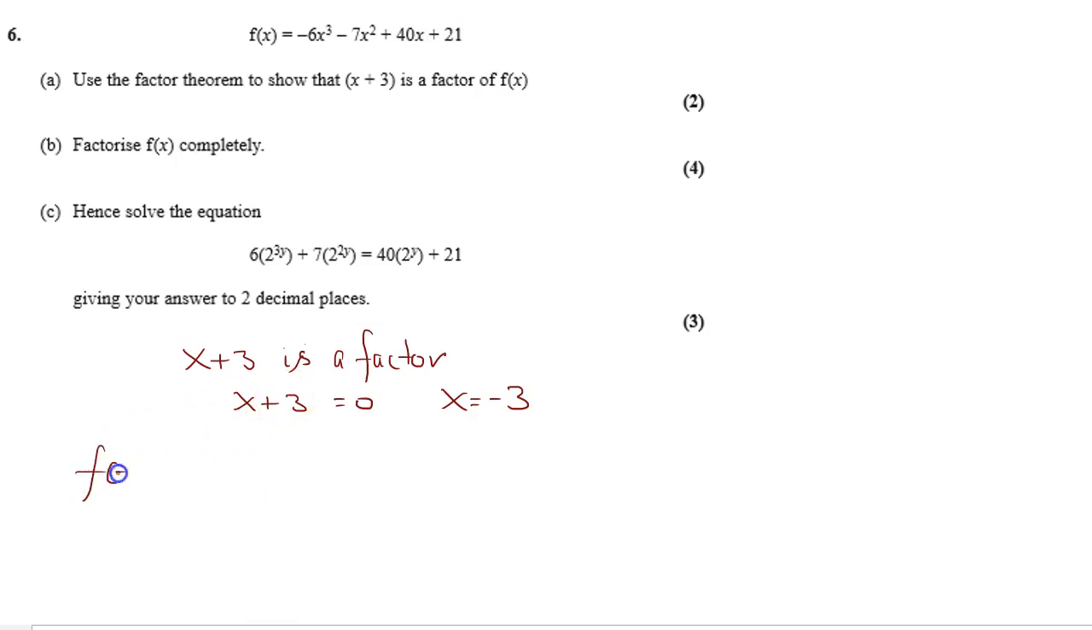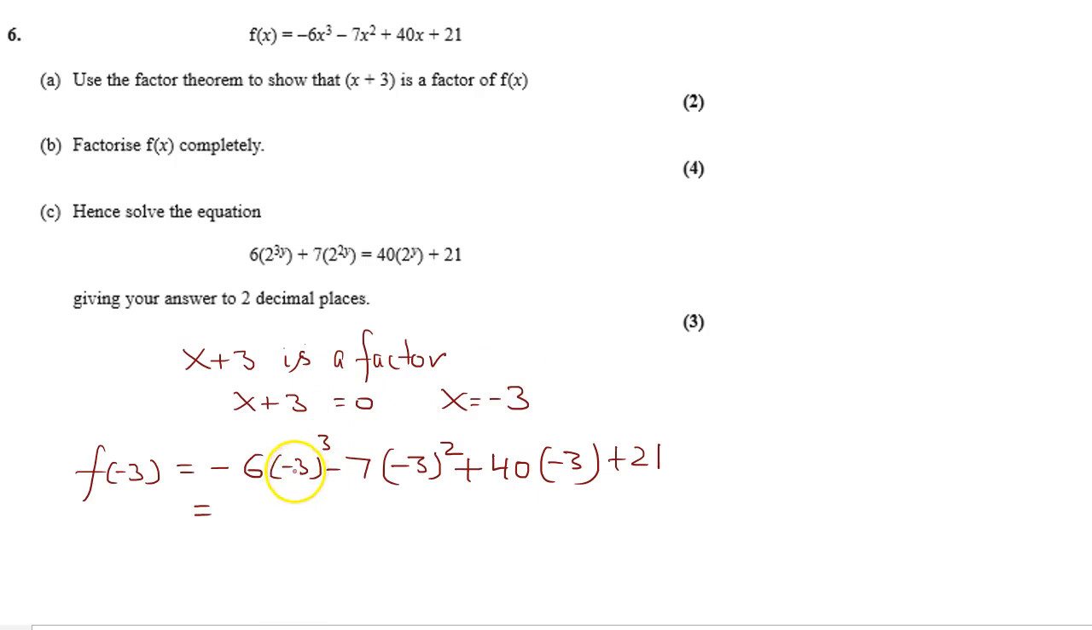So f(-3) is equal to minus 6 times (minus 3) cubed, minus 7 times (minus 3) squared, plus 40 multiplied by negative 3, plus 21. If we solve it, 3 times 3 is 9, times 3 is 27. 27 times 6 is 162. Two negatives make a positive.